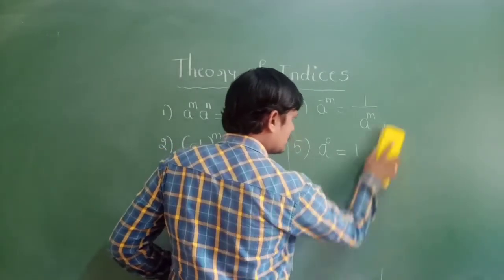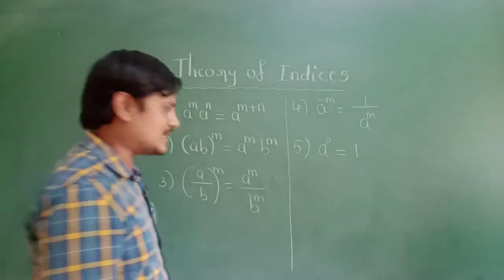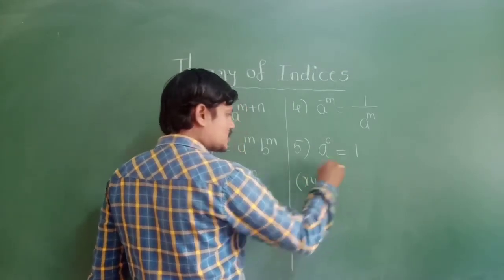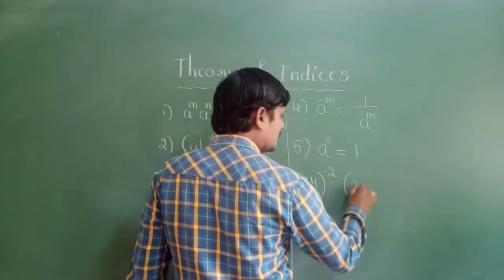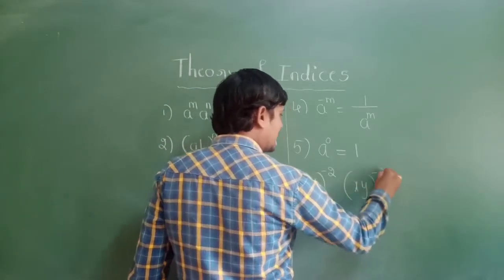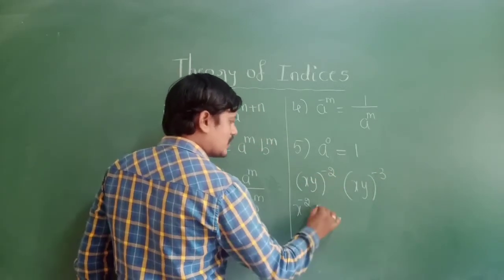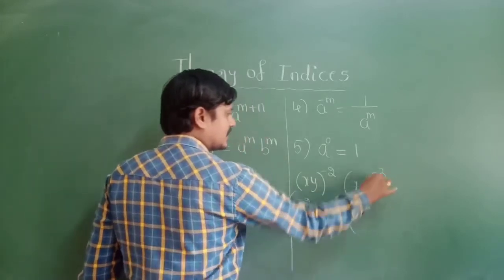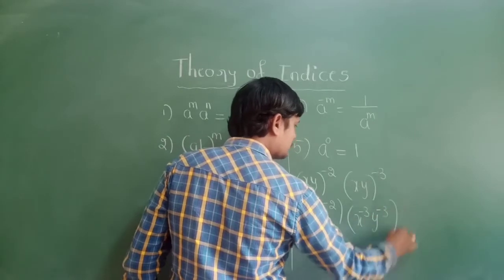Next, we can add the negative numbers also. Consider here (xy)^-2. Then (xy)^-8. This can be written as x^-2 y^-2, first term. Then here x^-3 y^-3.